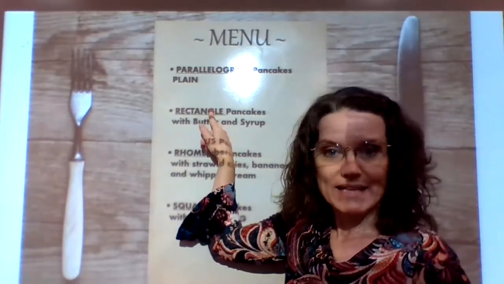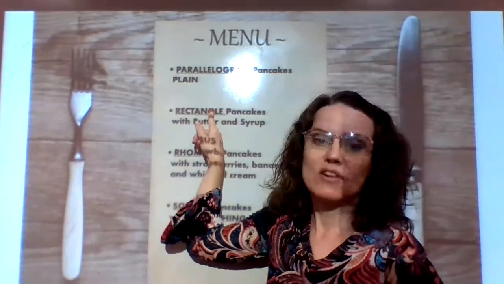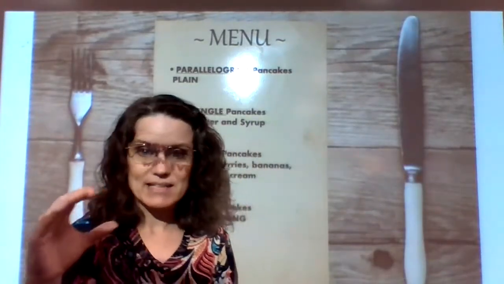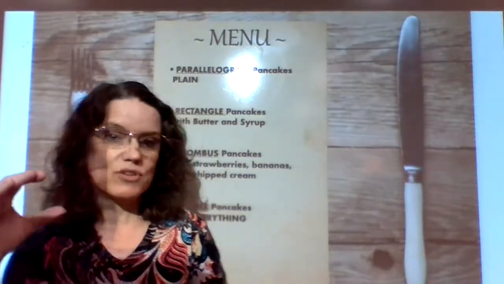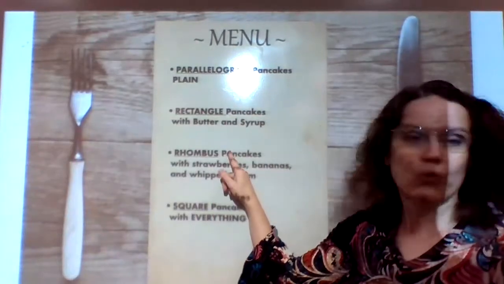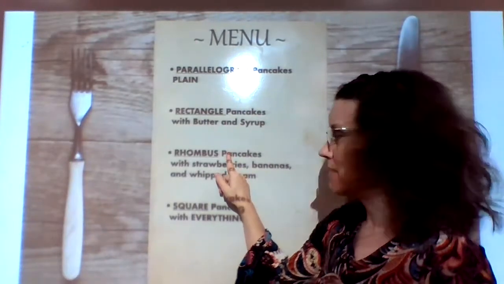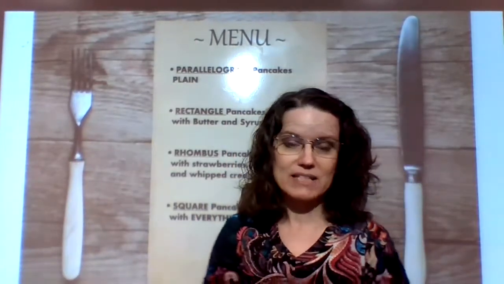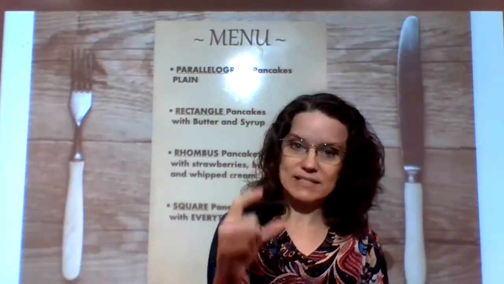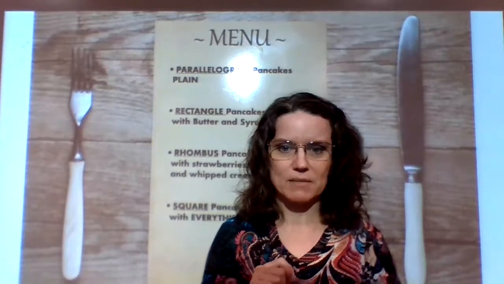So if rectangles are like a stack of pancakes that have butter and syrup on them, they're still a stack of pancakes. It still has all those original properties, but now we're going to add special things onto it. A rhombus is like a stack of pancakes that's got strawberries, bananas, and whipped cream on it. It's got all sorts of fancy stuff on it that makes it really good. But underneath it all, it's still a parallelogram with those 5 basic properties.